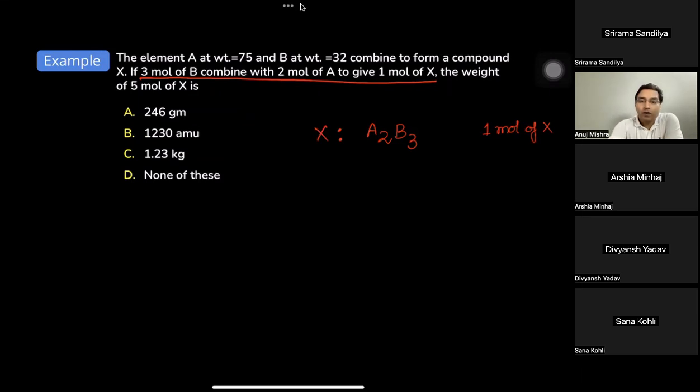Yes or no? Please type in chat box if this line is clear to everyone. Mahati, Akshita, Sri Rama, Karthik, Divyansh. Very good बच्चे. काफी लोगों को समझ में आ रहा है. सबको समझ में आ रहा है.